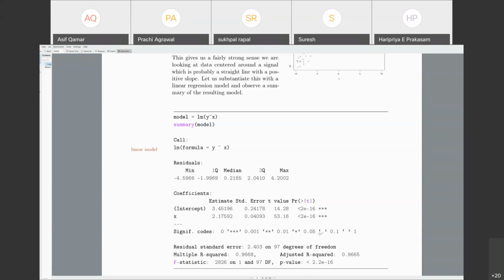Then a dot means maybe, there's a 10% chance that the null hypothesis is true. And if it is just a space, there are no stars, it means that quite likely your null hypothesis is true. And you don't really have a model. Are we together, guys? It's a way to interpret how much each of the predictors matters.